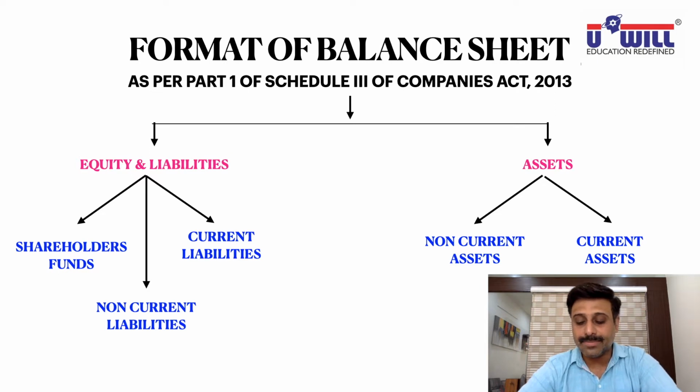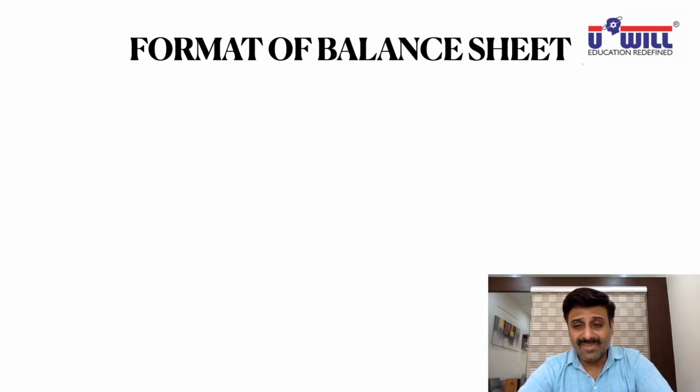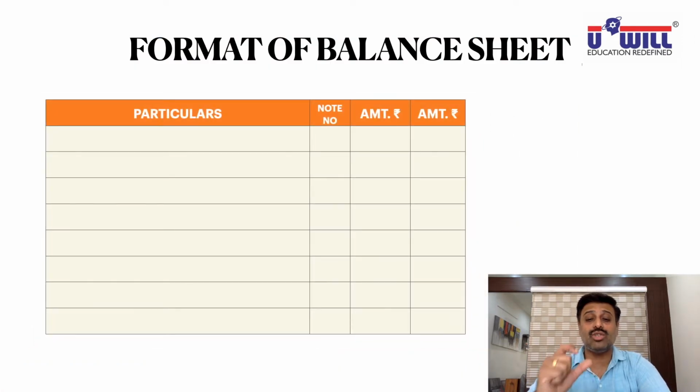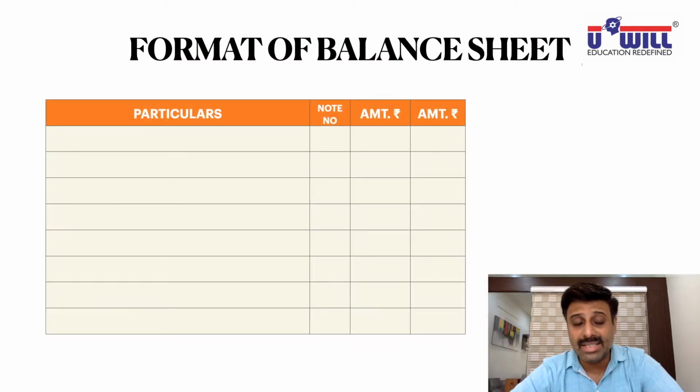We proceed further. Now we see the format of balance sheet in detail. So you will make these columns: particulars, note number, amount and amount. All of you make these columns in your notebook: particulars, note number, amount and amount. Okay, pause the video and make these columns fast.